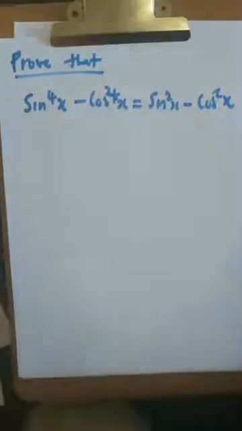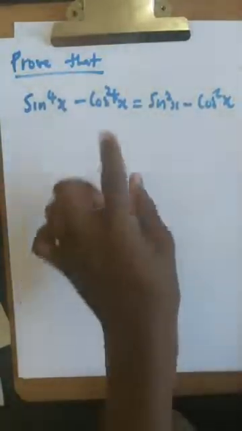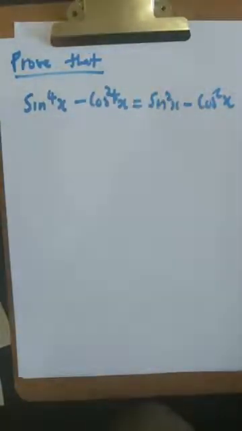Can you try doing this one, guys? I'll just give you 2 minutes. When I say I'm giving you noodles, it means I'm giving you 2 minutes, so I don't have to say things. Sine to the exponent 4 minus cos to the exponent 4 is equal to sine squared x minus cos squared x. Let me give you 2 minutes to do that one.